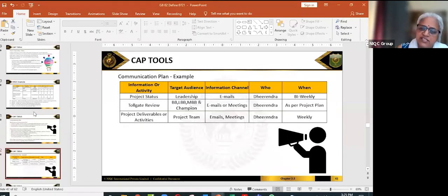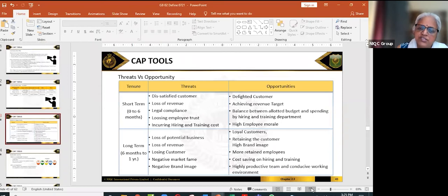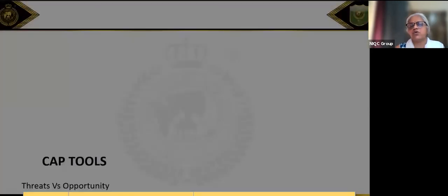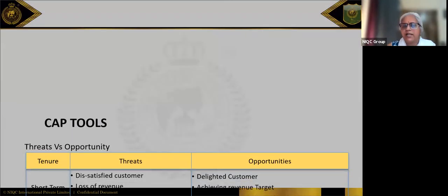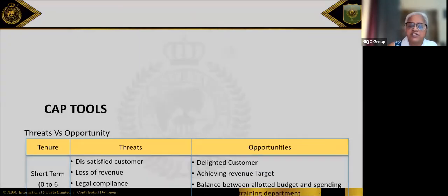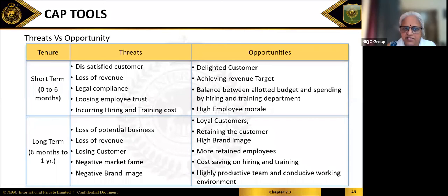Next step is threats versus opportunities. So this is another important thing which you will show your management. You will tell them threats, what are the problems this process can face if I do not do the project. If I do not do the project, what can be the problems my process can face in the short term and in the long term? That is threats in short term and threats in long term.